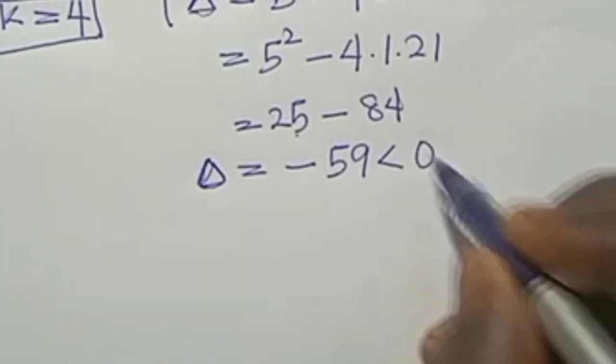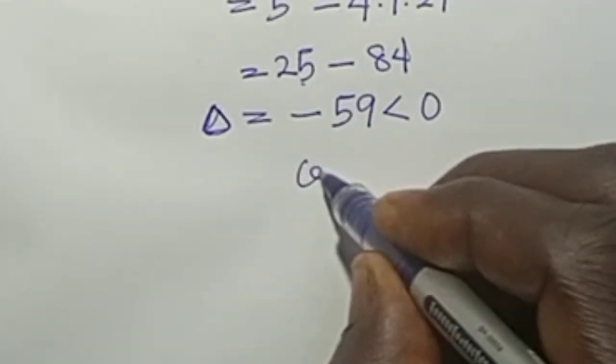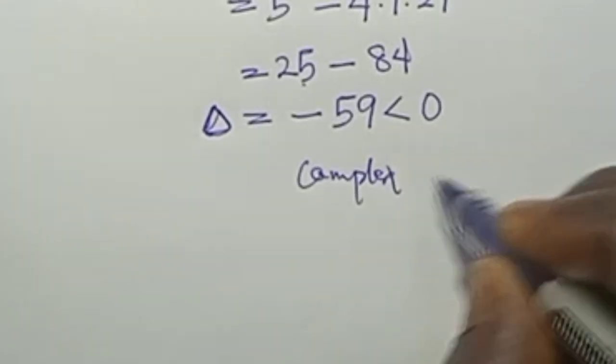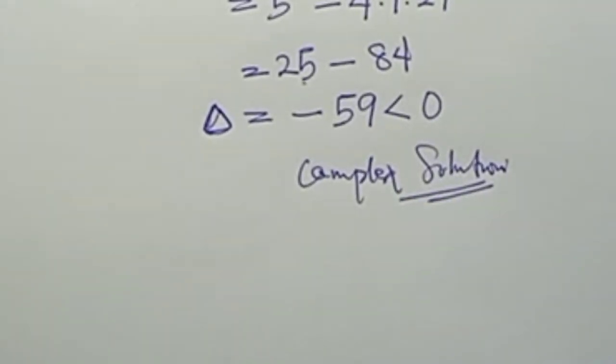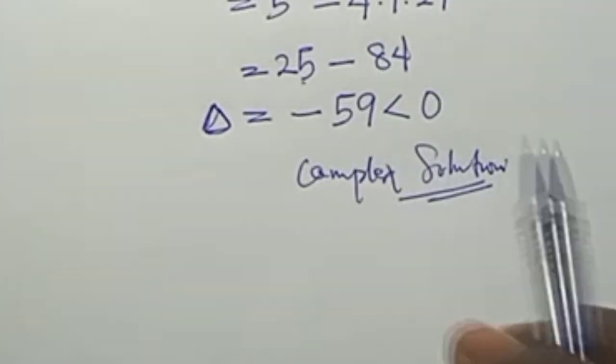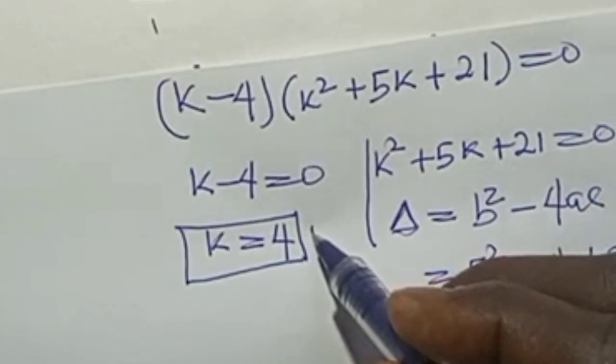Obviously, this is far less than 0. So this can only give us complex solution. So there's no real solution from here. That means it's rejected. So the only true value of k is k equals to 4.